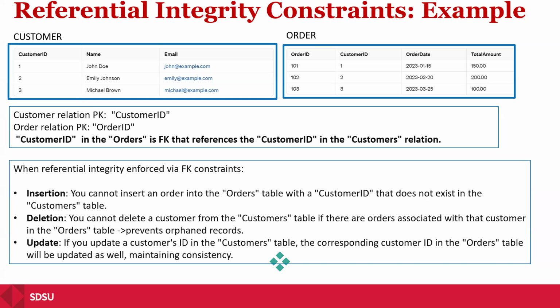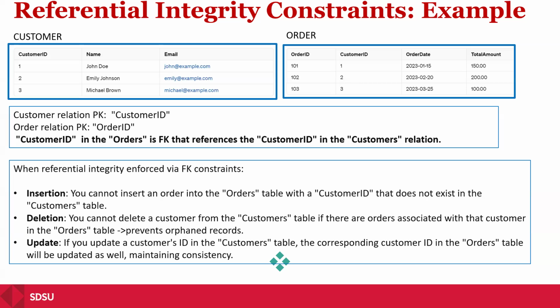And order table is on the many side of the relationship. So one customer can place many orders, right? So customer is the one side, order is the many side. For those two relations, the primary key in customer is customer ID, in order is order ID. So customer ID in the order table is a foreign key that allows us to link orders to customers.